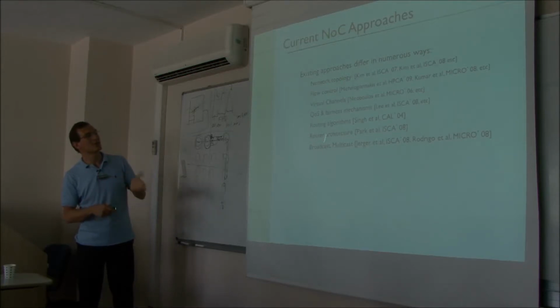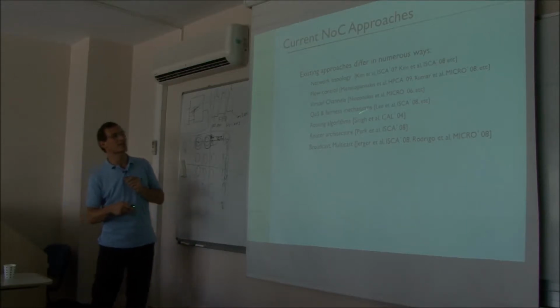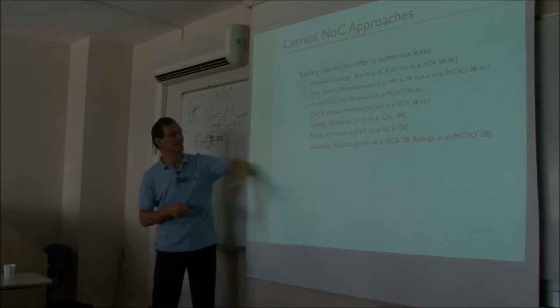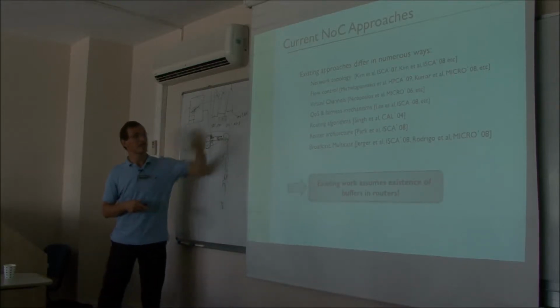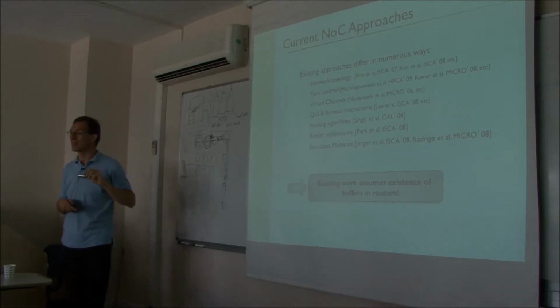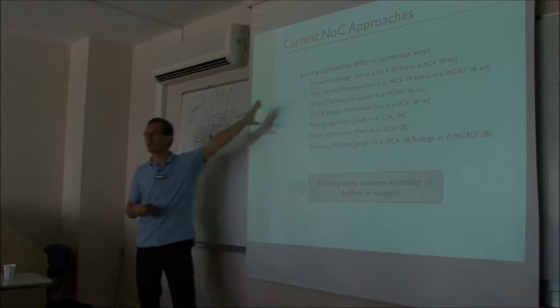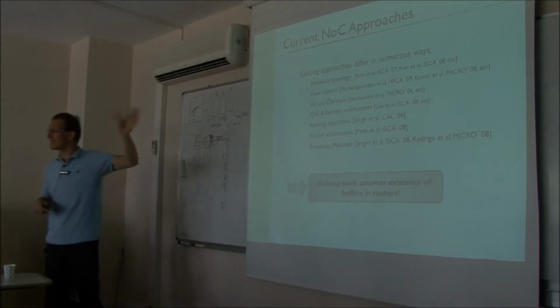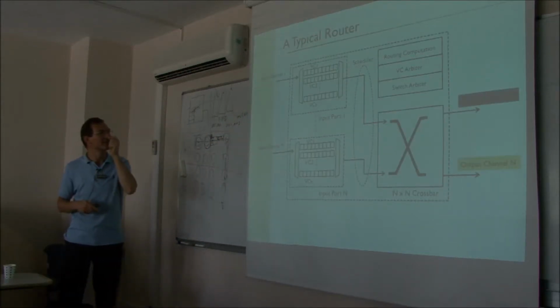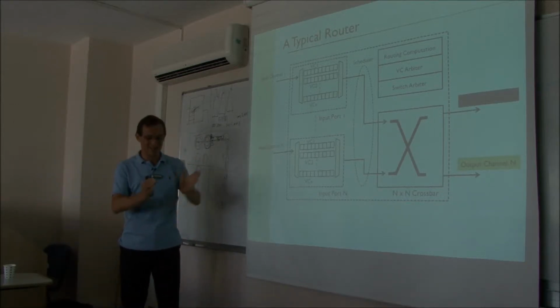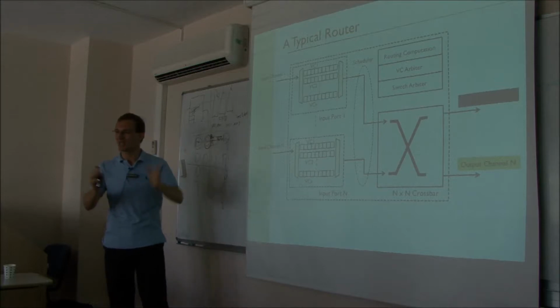I'm not going to go into that. Network topology, flow control, virtual channels, quality of service and fairness mechanisms, routing algorithms, router architecture, broadcast and multicast support. And all of these actually assume the existence of buffers in the network. Maybe all is quite strong, but the overwhelmingly large majority at the time assumed the existence of buffers. And this is probably still true, by the way. But at least we have a fraction. We have carved out a space that looks at bufferless networks.